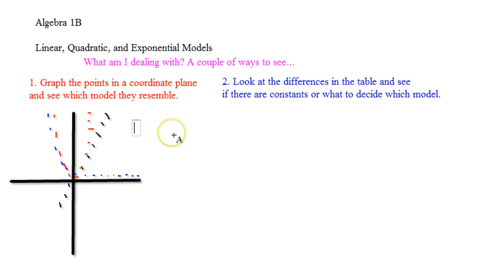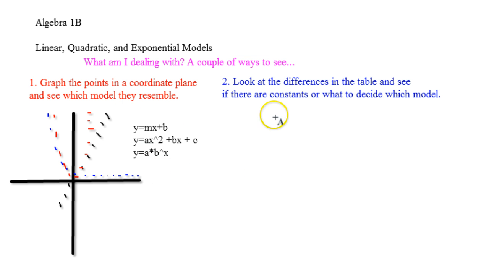If you are using the straight up linear model, you'll be using this formula right here. If you're using the quadratic, you'll be using y equals ax squared plus bx plus c. And if you're using exponential, it will be a times b to the x. Those are the different models you'll be working with.